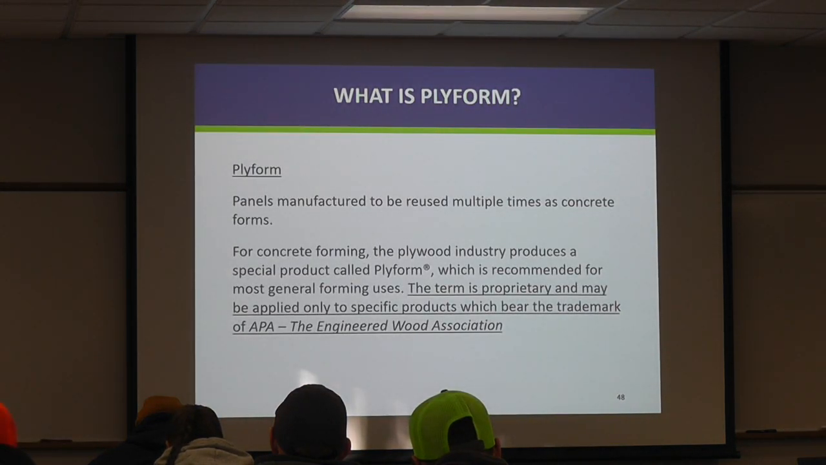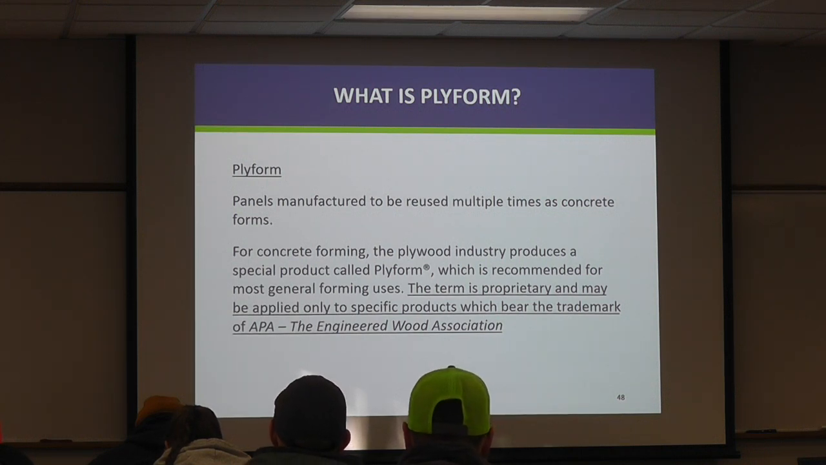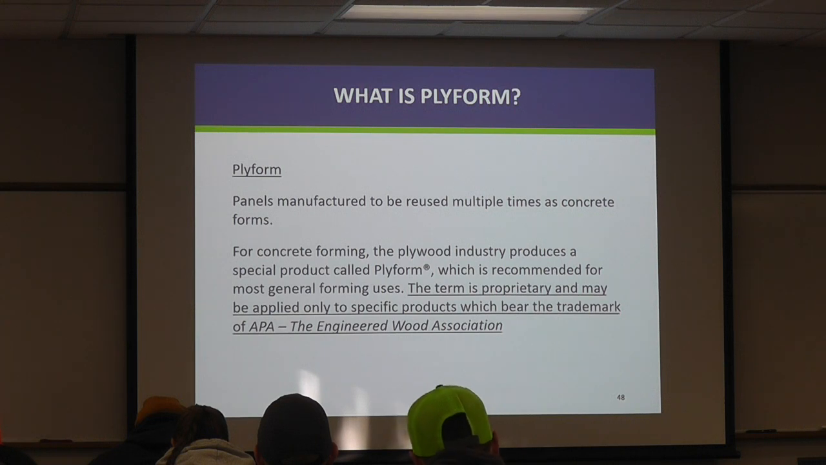So what is ply form? It's panels that are manufactured to be reused multiple times. That doesn't mean they can bang it up and so forth, but it means you keep it in good condition and it can be reused. So the plywood industry has a special product called ply form, and it's proprietary, and it can only be from the APA, Engineered Wood Association. But at any rate, it's a plywood that can withstand the pressures, and it can withstand the moisture of concrete.